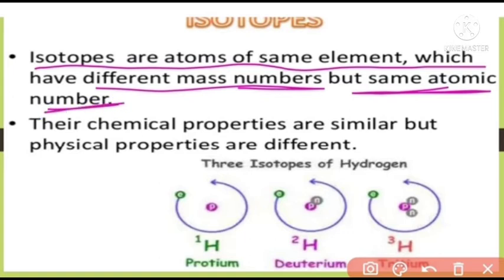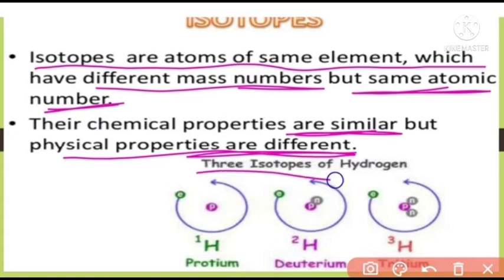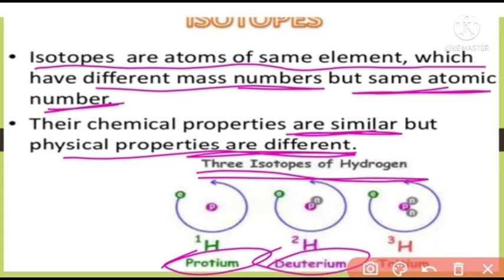Their chemical properties are similar, only their physical properties are different. So this is called isotope. Here the isotopes of hydrogen are given. Hydrogen has 3 isotopes: protium, deuterium and tritium. The first one is protium, the second is deuterium, the third is tritium.